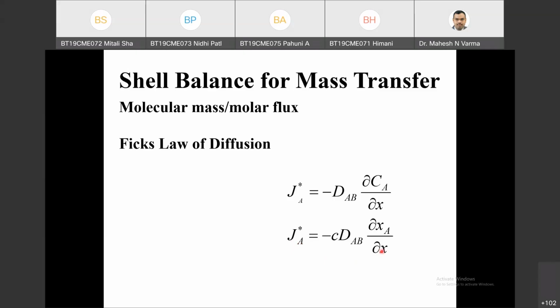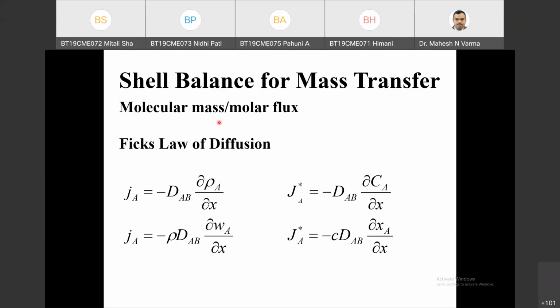Similarly, it can be in mass form also. It is in molar form. C is moles per unit volume, moles per meter cube. This is the mole fraction. Similarly, I can have the mass per unit volume, the density of compound A. If the total density is constant, this will be the weight fraction. So these are all Fick's law of diffusion, and this is purely molecular transport.